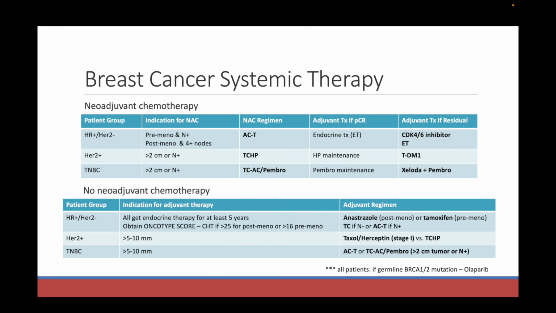But for boards, know that if it's over 5 to 10 millimeters and it's HER2 positive or triple negative, they should be having a conversation about adjuvant therapy. So for HER2 positive disease, the adjuvant regimen is either just Taxol and Herceptin if you're stage 1, so less treatment, or if you're more than stage 1, then TCHP. And for triple negative breast cancer, they can just get ACT. And then if they met those KEYNOTE-522 criteria where they had over 2 centimeter tumor or they had node positive disease, then they can get TCAC and pembro.